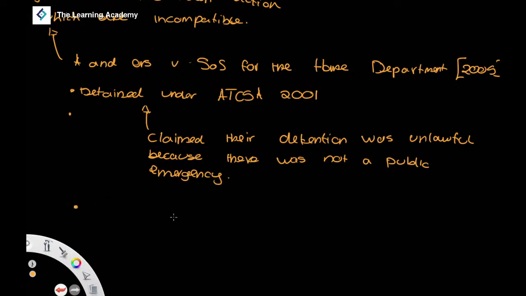Now, the House of Lords at the time, because this is 2005, this isn't the Supreme Court, the Law Lords held that this was unlawful. Okay, so this was unlawful.